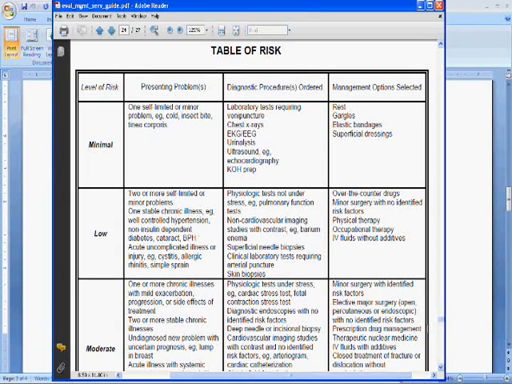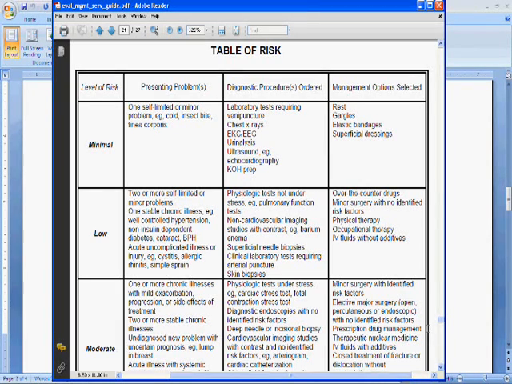Okay, 2 or more self-limited or minor problems. No, that's not what's going on here. 1 stable chronic illness, so if they had well-controlled hypertension, that would be fine. An acute uncomplicated illness or injury. So this is typically where a lot of your urgent care visits fall into. If you have a sprained ankle, or some sort of fall, or a skin lesion, something like that just pops up, then it would fall into this low risk category.